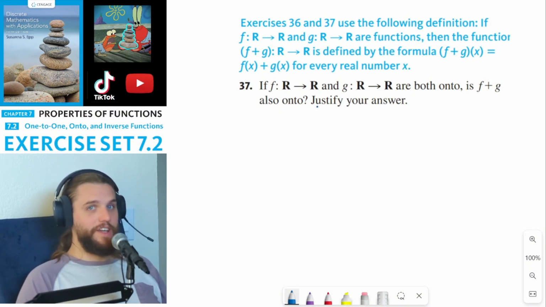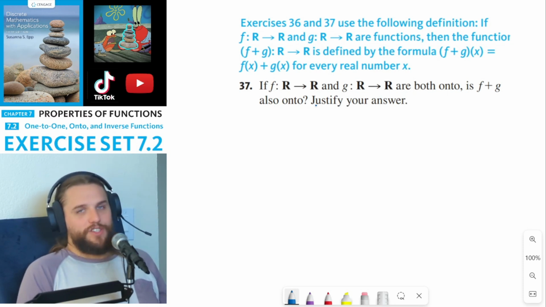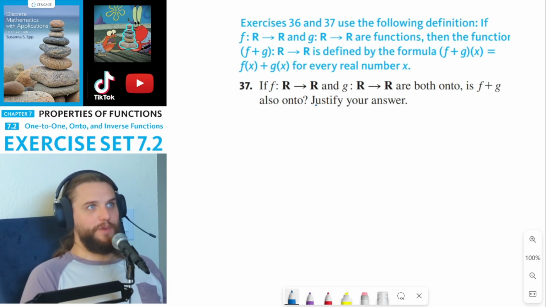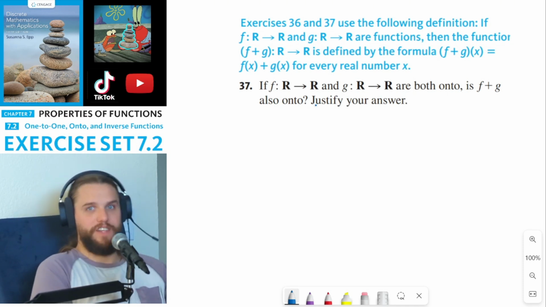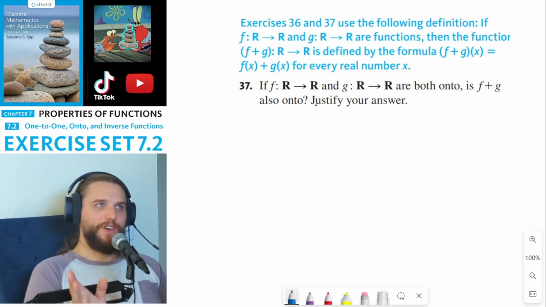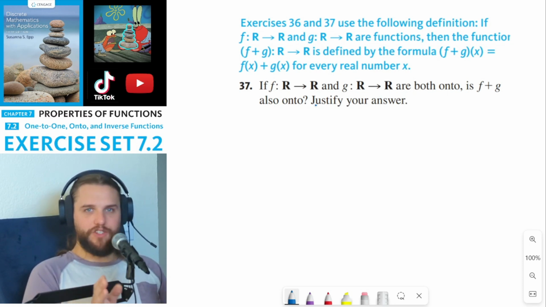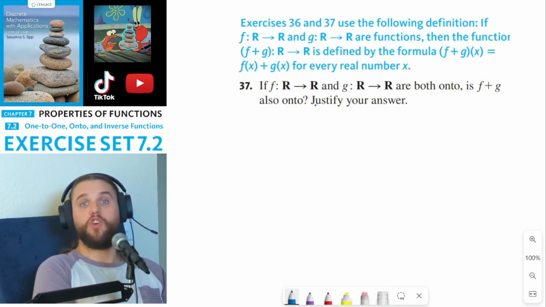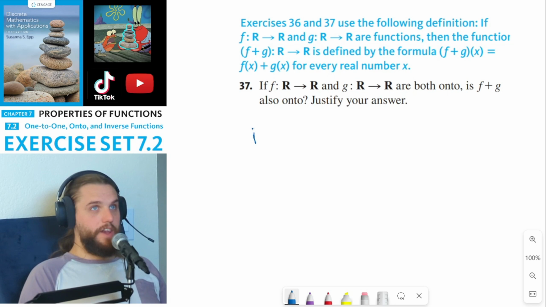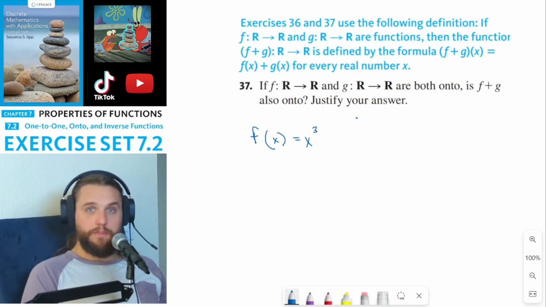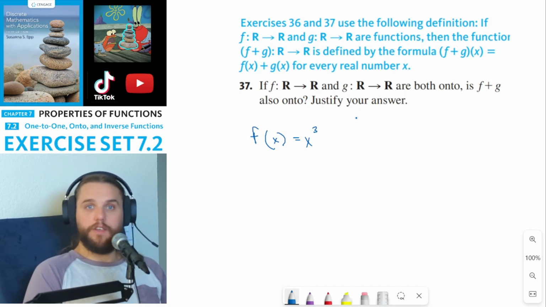Justify your answer. Now, if you try several examples, usually this is true. When I was testing out examples, I tested several where it does work. But I think there is a clever way of constructing two onto functions that, when added, creates a totally different function. I know I'm basically giving this away, but imagine f(x) equals x cubed. This is an onto function because every real number is the result of cubing some number.